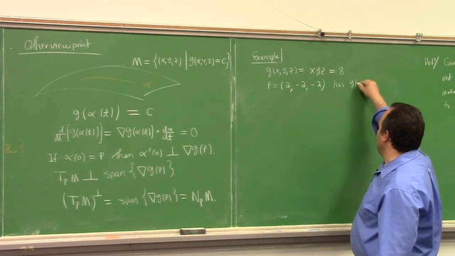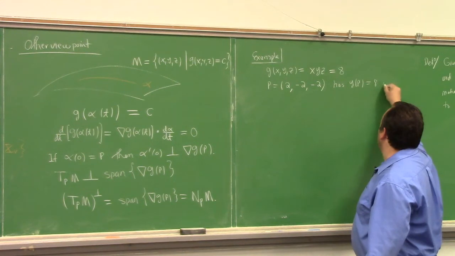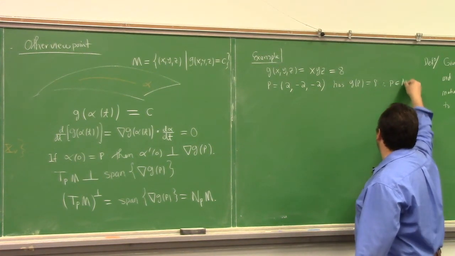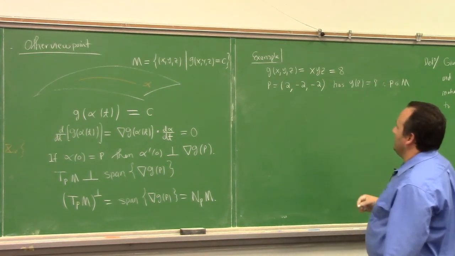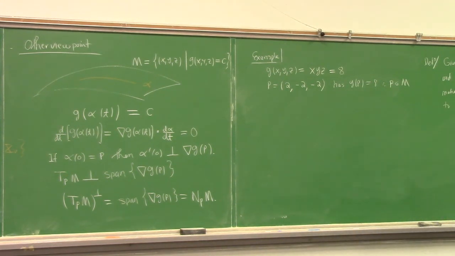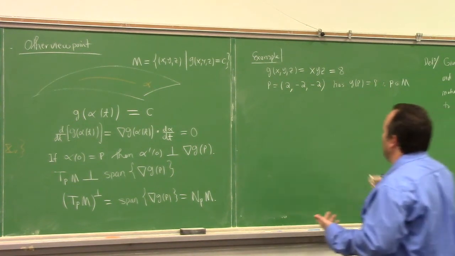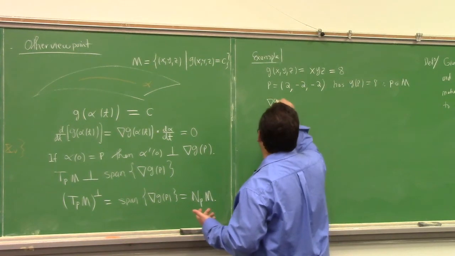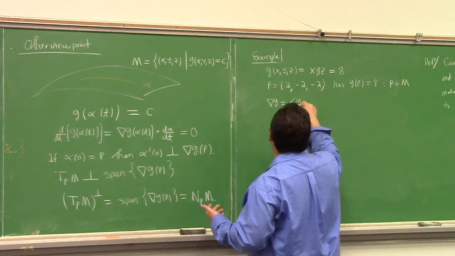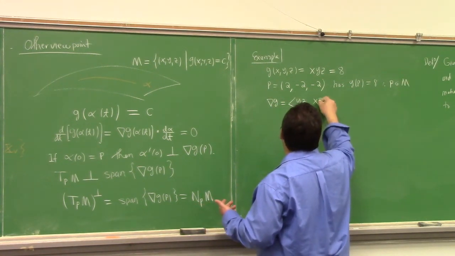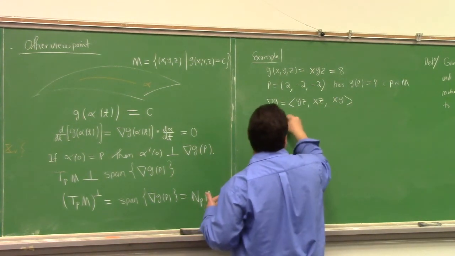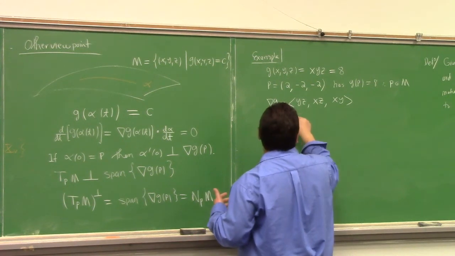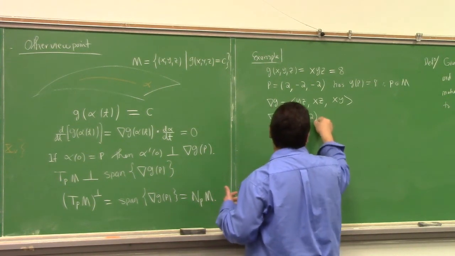That has G of P equal to 8, right? So P is an element of M. It's a point on the surface that I'm interested in here. Can you tell me what is the tangent space? And what's the normal space to that look like? Well, let's see here. Gradient of G is yz, xz, xy. So the gradient of G at the point P, which is (2, -2, -2), is what?